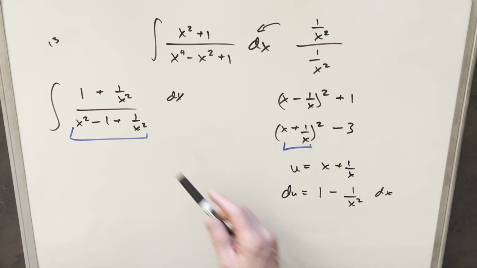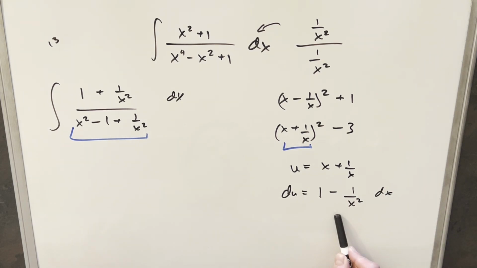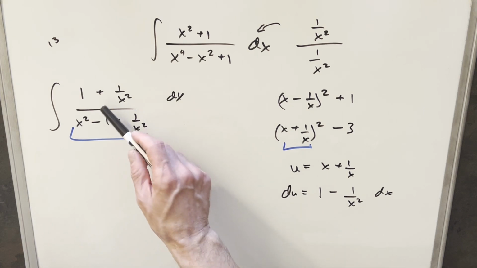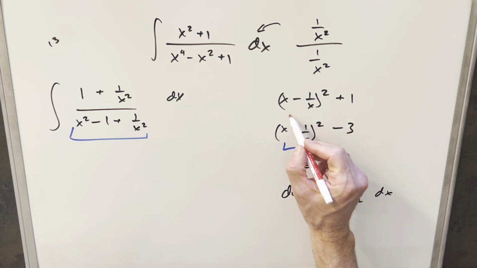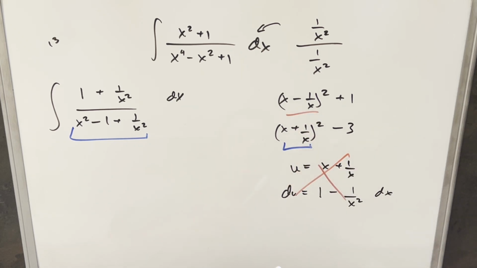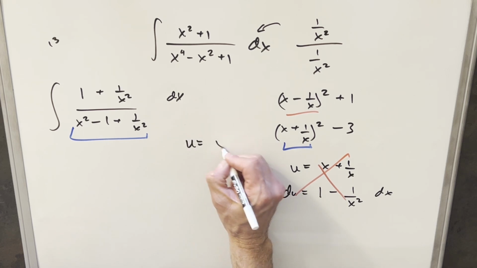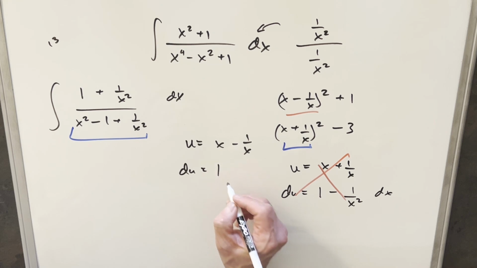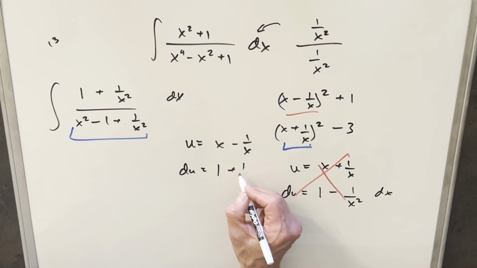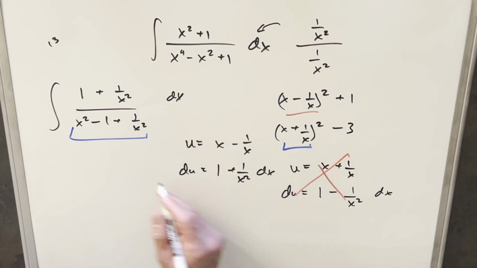And what I'd like to happen is I want my numerator to match what we have here for our du. Well, this is close, but here we have a plus sign, here we have a minus sign, so I don't really like this option. Let's see what happens if I use x minus 1 over x for our u substitution. So we'll say u equals x minus 1 over x. I'll take a derivative. Now we get 1. This becomes plus 1 over x squared dx, and that's exactly what we have in the numerator here.